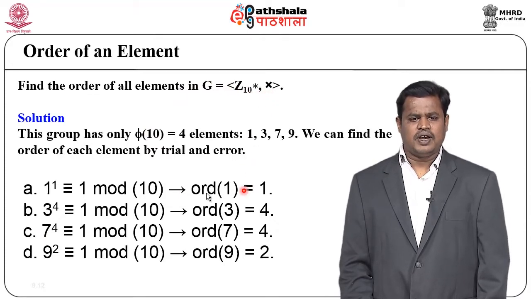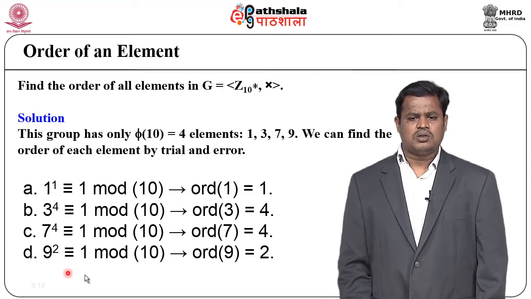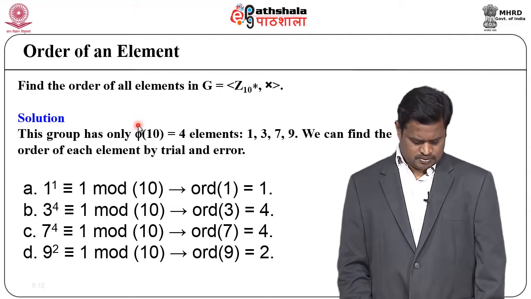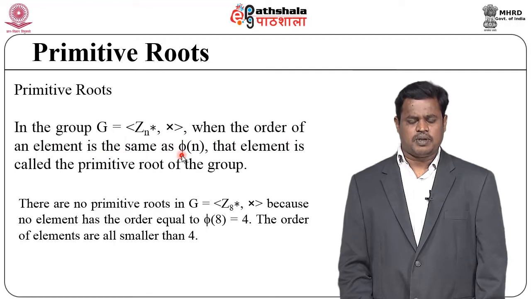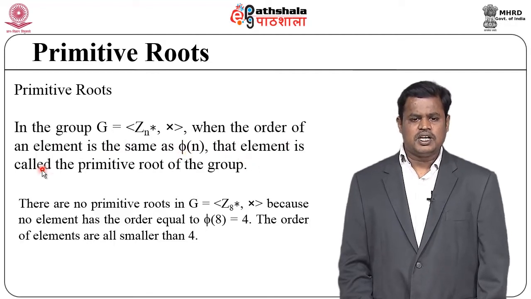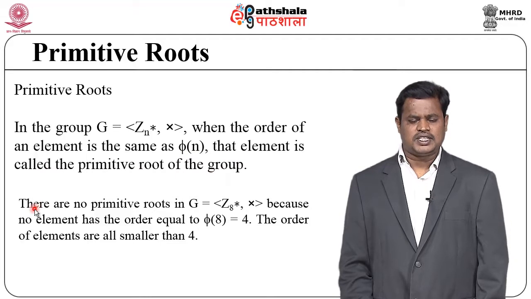Whereas for 1, the order is not equal to the order of the group, so 1 cannot be a primitive element. Similarly, 9 is also not of order 4, so we can't say it is a primitive element. So, a primitive element in a group Zn star under multiplication is an element whose order is the same as phi of n. For example, there is no primitive root in G equal to Z8 under multiplication because no element has order 4.